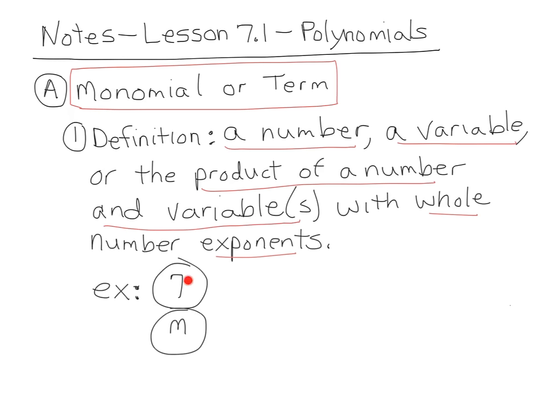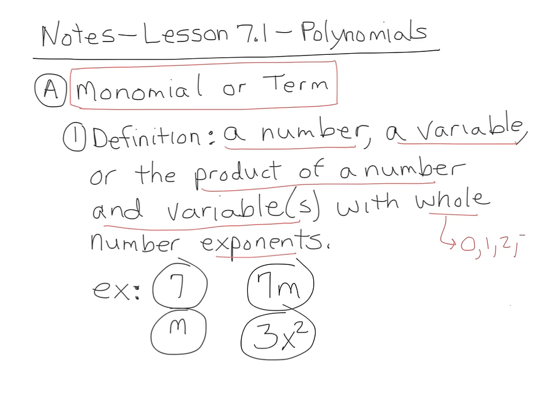So you could take a number and multiply it to a variable. That would be a monomial. So 7M, or 3x squared, would be a monomial because they're next to each other, which means multiplication. Now you're allowed to have whole number exponents. In case you've forgotten, whole numbers start with 0 and count up from there, 1, 2, 3, etc. So no decimal parts in between, no negatives.